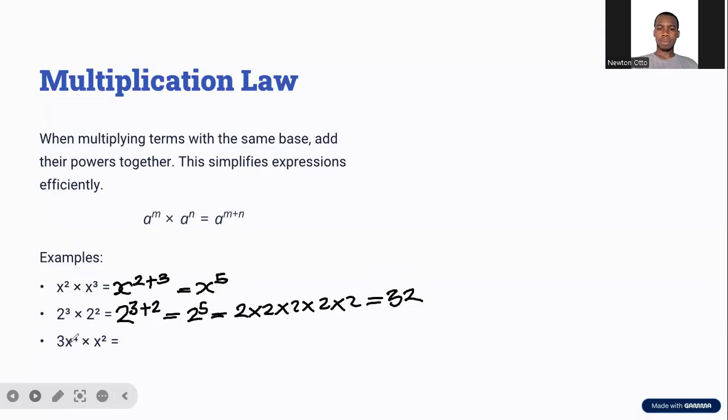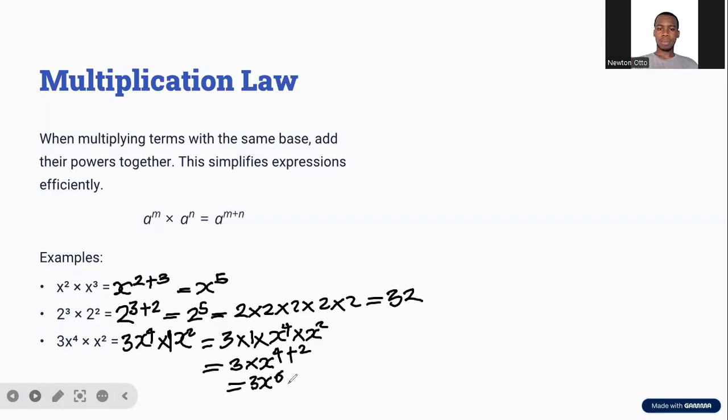The final question, 3x raised to power 4 multiplied by x raised to power 2. We should know that the coefficient of x squared, the number beside x squared, is 1. This will give us 3 times 1 multiplied by x raised to power 4 times x raised to power 2. We have 3 times 1 is what? 3 multiplied by x raised to power 4 times x raised to power 2. So they have the same base. We can add their power. This will give us what? 3x raised to power 6.